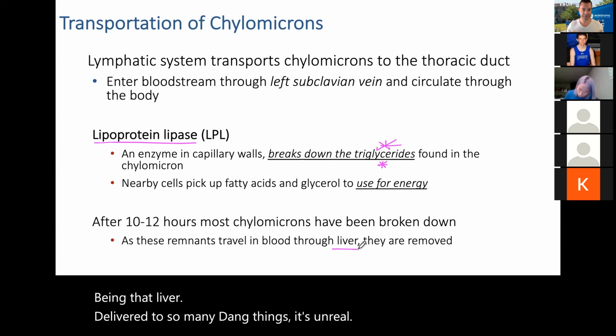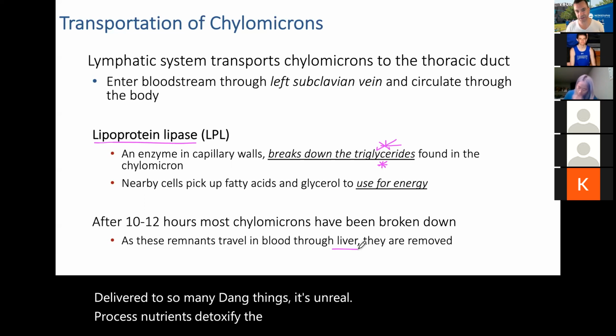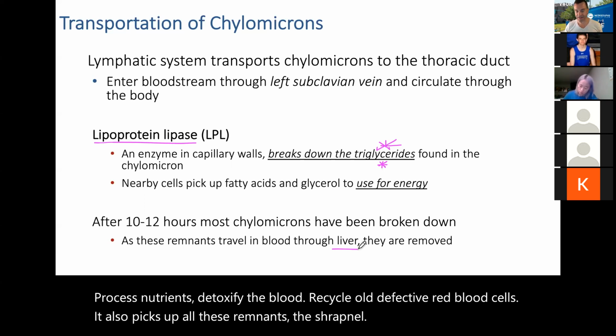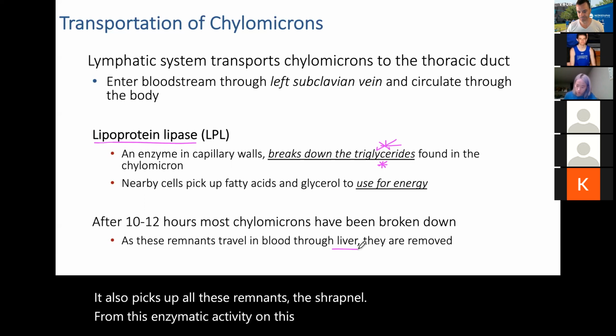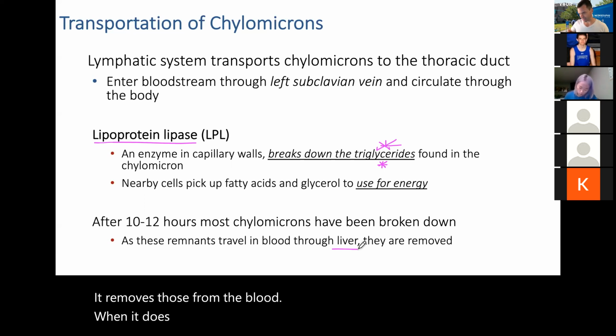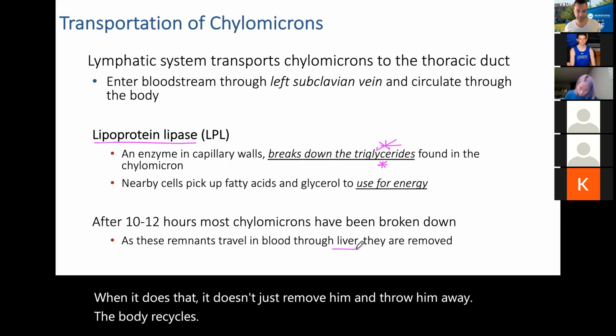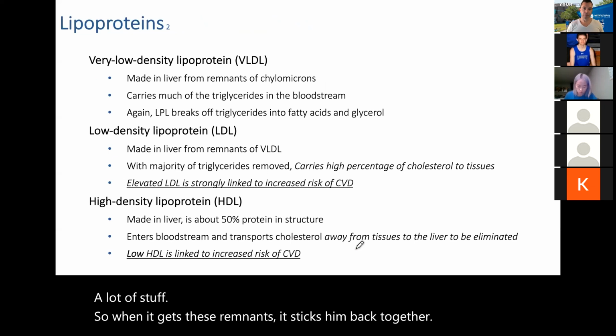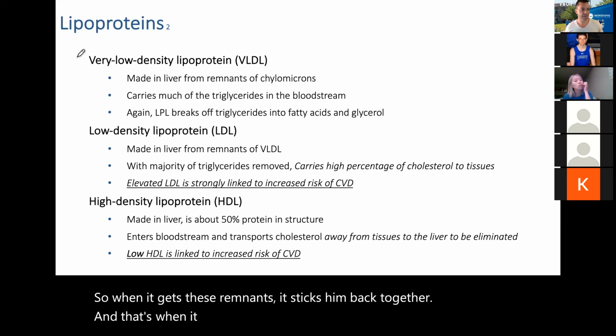Process nutrients, detoxify the blood, recycle old defective red blood cells. It also picks up all these remnants, the shrapnel, from this enzymatic activity on this chylomicron. It removes those from the blood. When it does that, it doesn't just remove them and throw them away. The body recycles a lot of stuff. So when it gets these remnants, it sticks them back together. And that's when it makes the VLDL.